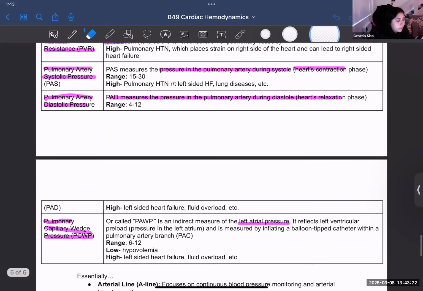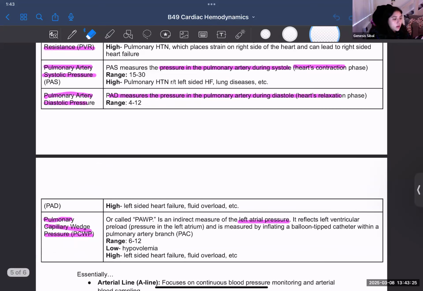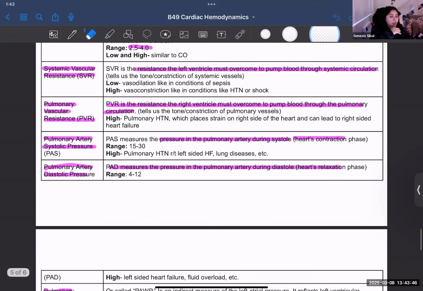Okay, so now talking about pulmonary artery systolic pressure. PAS basically measures the pressure in the pulmonary artery during systole, so the heart's contraction phase. So this one is going specific into what the actual pressure is within the pulmonary artery. The ones before are still talking about what the heart has to overcome, and they can still tell us what's happening with the vessels. Because if the SVR or PVR are either too high or low, that's telling us something's going on with these vessels that the ventricles have to overcome.